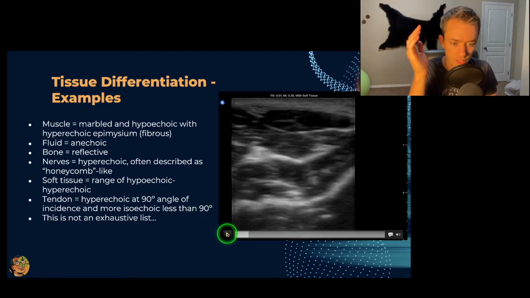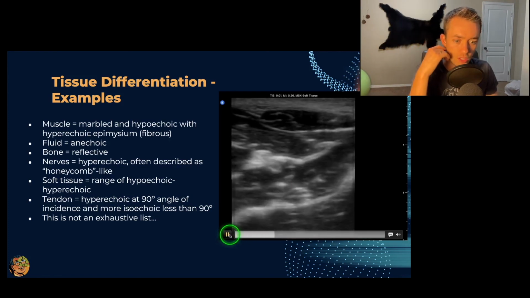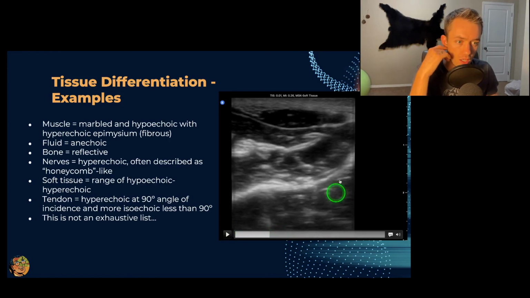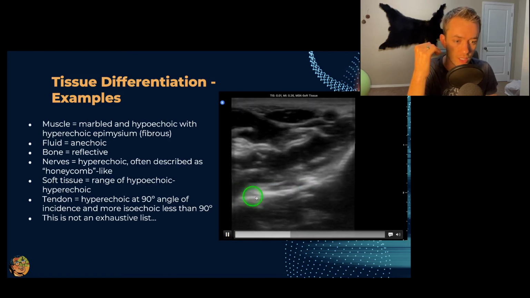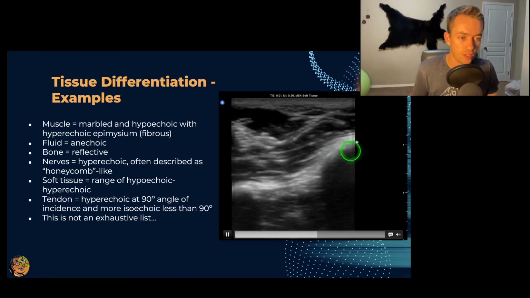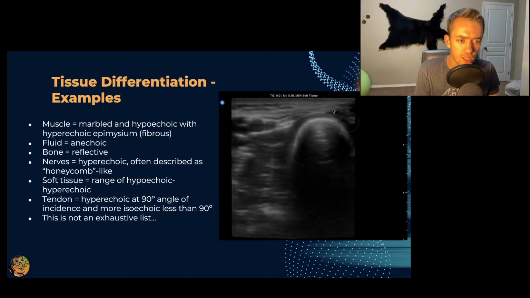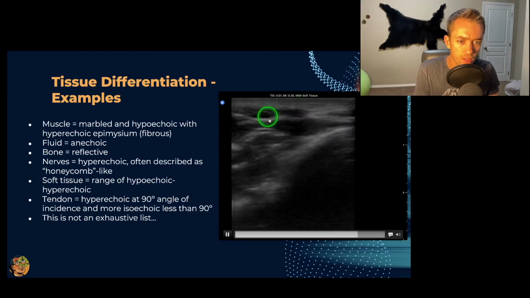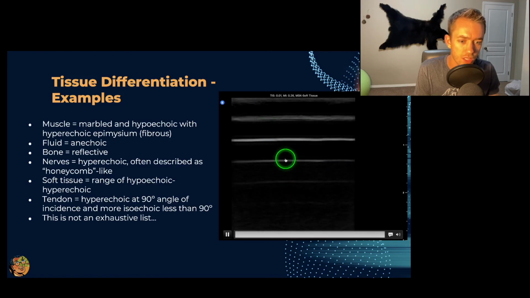So now let's play this. You can see the marbled muscle. You can see the very hyperechoic fibrous tissue. You can see my radial artery right here, which is anechoic. This honeycomb is the median nerve. You can see fibrous connective tissue down below all the muscles. Now I'll move more laterally. You can see my radius right here. Radial artery, radius, median nerve.